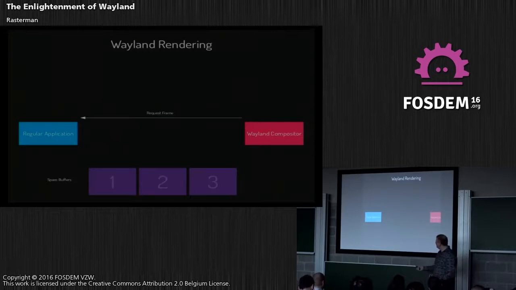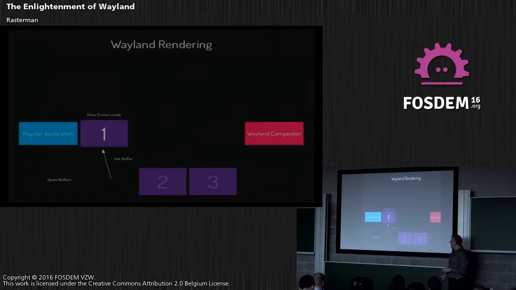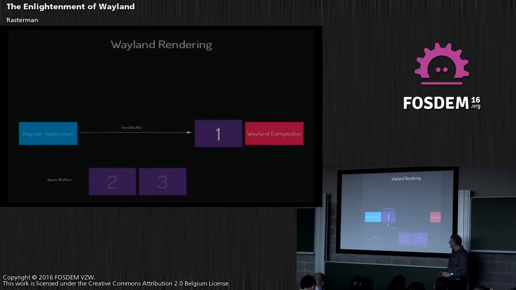So when you have a setup like this, the compositor will request a frame from the client, saying, hey, screen refresh, we need something. The client then will take a buffer from a pool of buffers it has floating around. Technically speaking, if you're using GL or EGL, EGL will take care of this for you under the hood. But that's actually what happens. So you'll get the buffer and draw it locally. Then you'll send the buffer over.